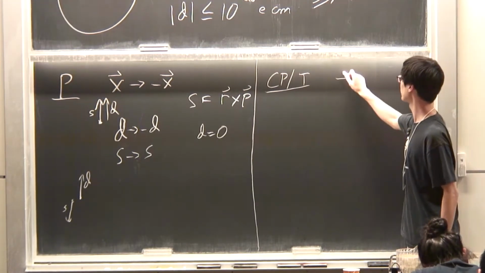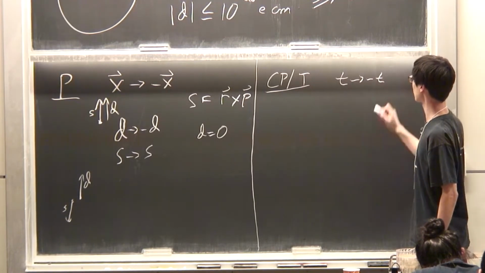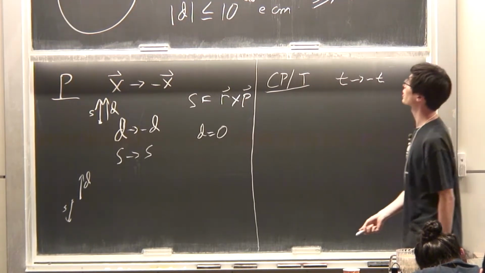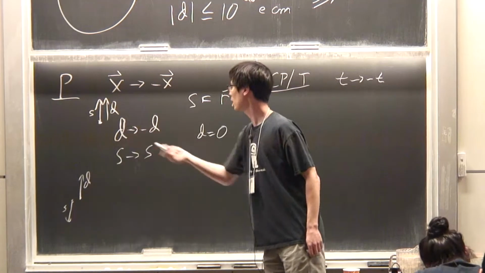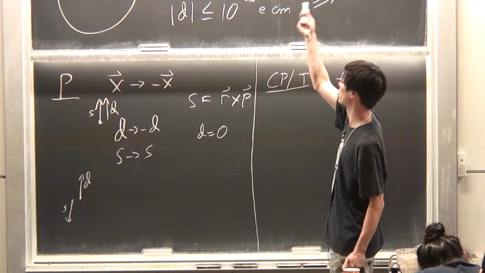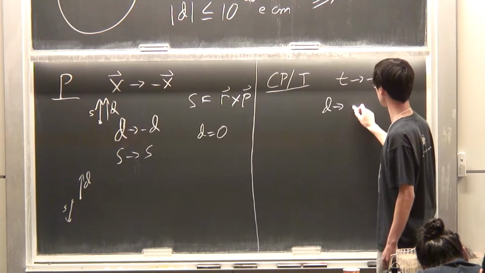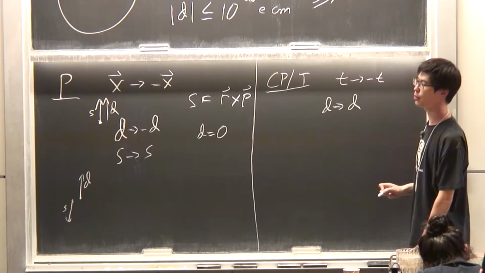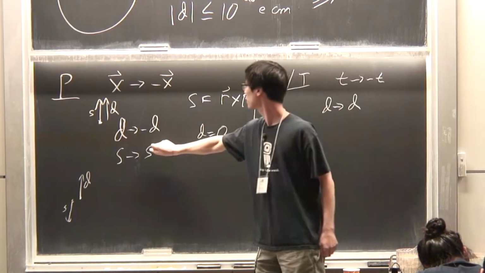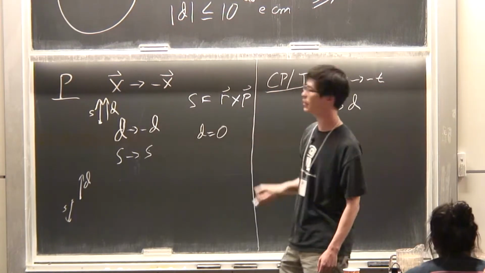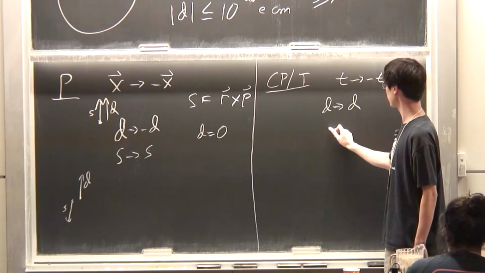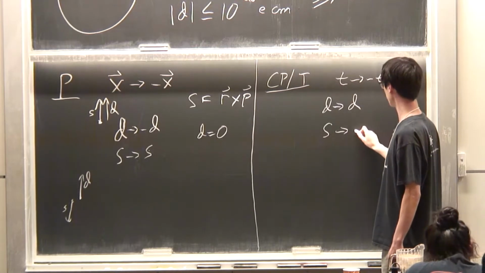And so this is as it sounds. Time goes to minus time. And so again, how does the dipole transform? Well, that's just a function of position. So under CP or T, the dipole goes to the dipole. But the spin is r cross p, and p has a dt in it. And so the spin goes to minus spin.